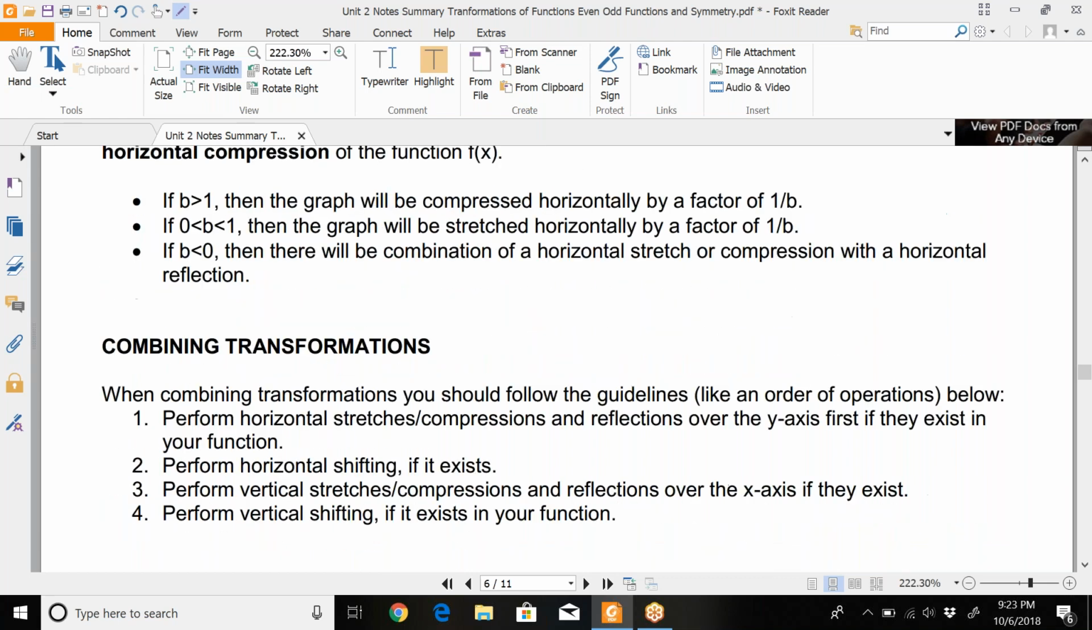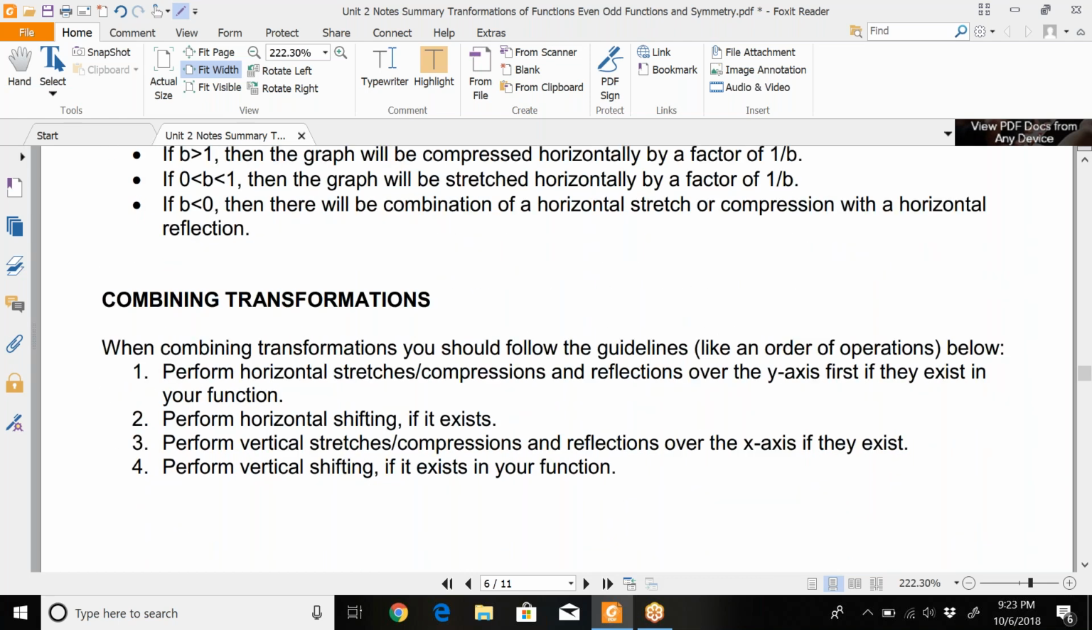Okay, so here's the rules about combining transformations, and then the rest of this is just working through some examples. When combining transformations, you should follow specific guidelines, kind of like order of operations. So anything that happens inside the function should happen first, specifically anything connected to x. So performing horizontal stretches or compressions, since those are numbers times x, and any reflections over the y-axis, which is if your x has a negative in front of it. That should be done first if they exist.